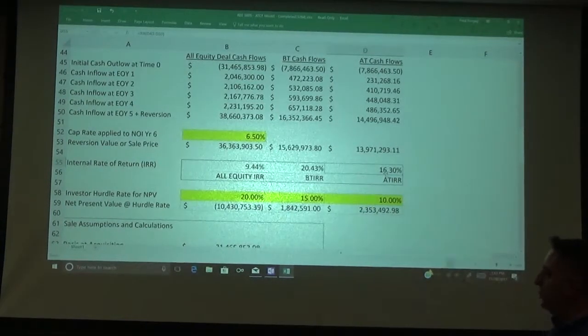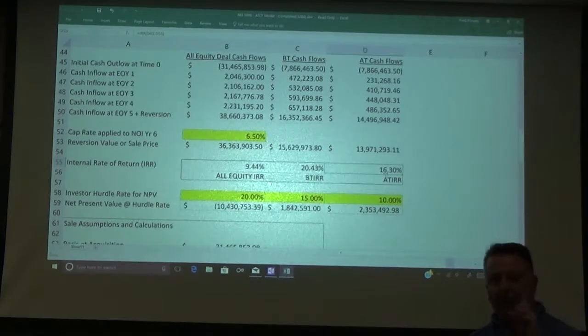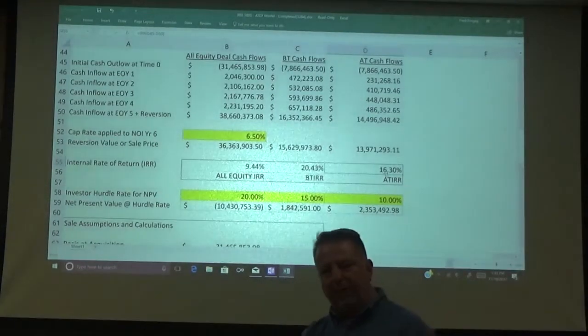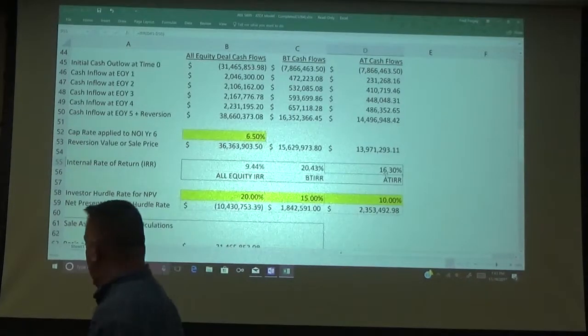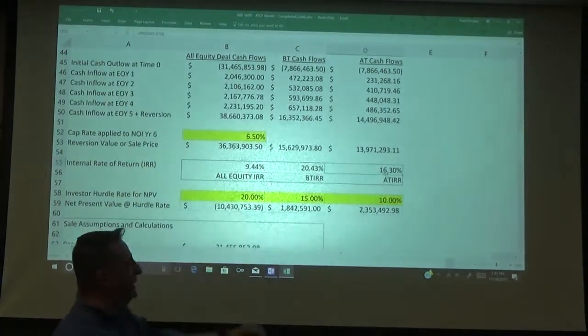On an after tax basis, we're actually going to be walking away with 2.3 million in essence as profit. So without question, this investment makes sense, if it is an investment that we make with debt. If we made it as an all equity deal, it doesn't make any sense at all.